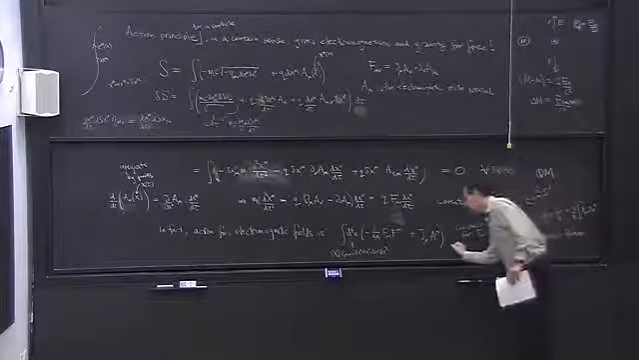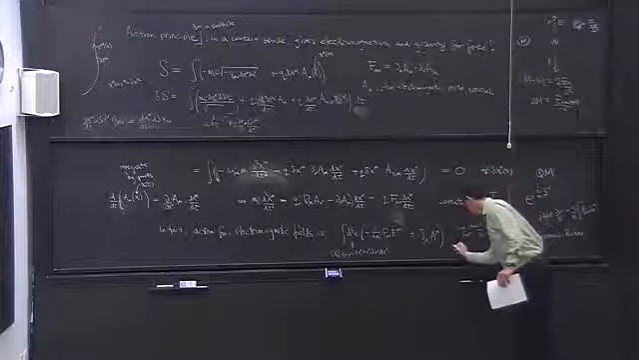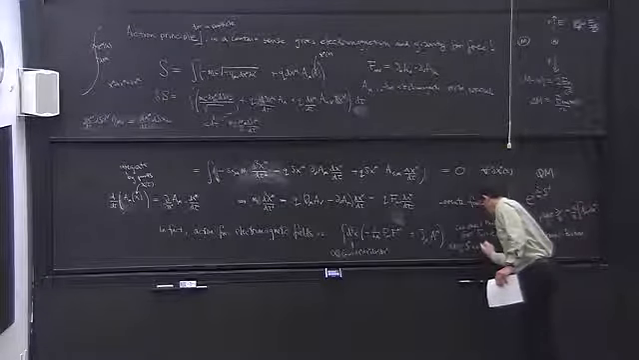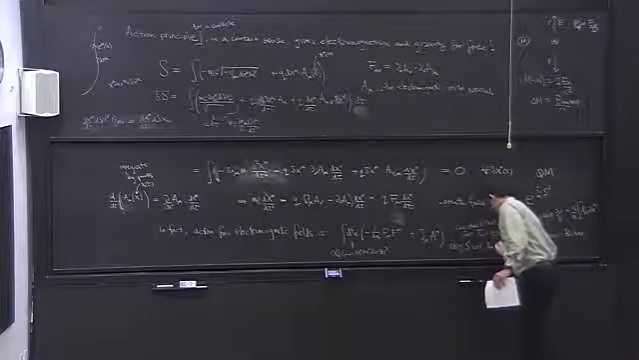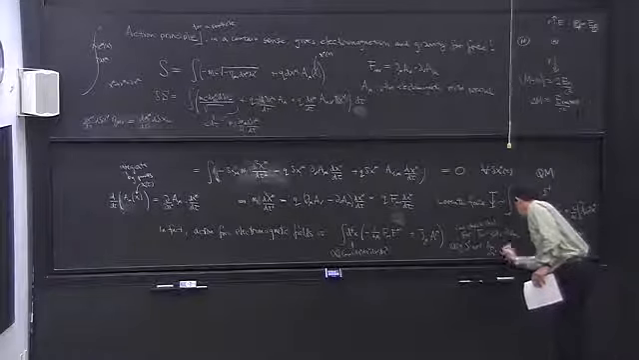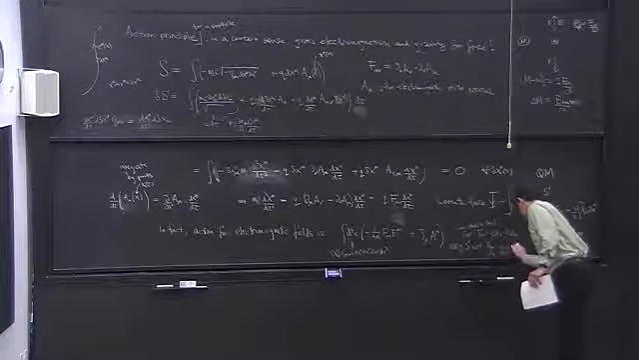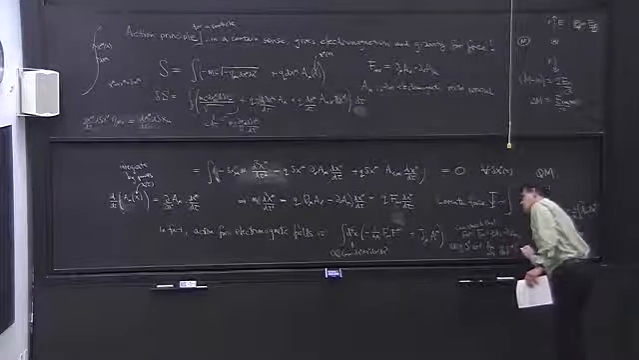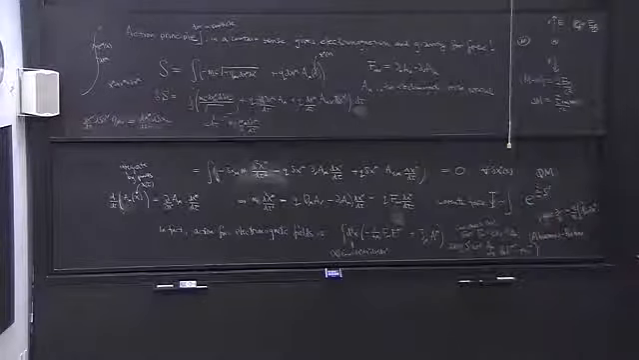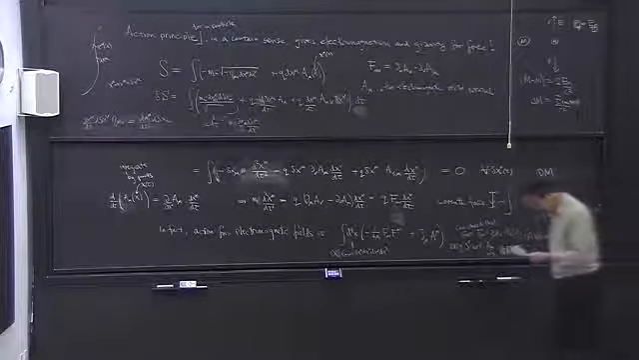And then if I vary S with respect to A mu, what we get is Maxwell's equations: d mu F mu nu equals minus mu naught J nu. Okay, so I'll just leave that for you to play with.